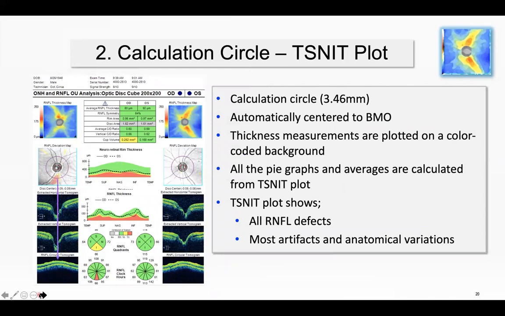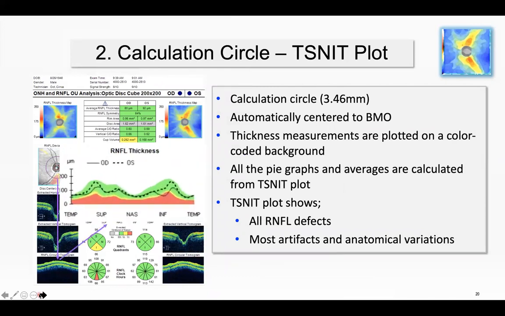The second strategy for Cirrus is to measure and evaluate RNFL thickness data from the 3.46 mm calculation circle, which is automatically centered to the BMO. Thickness measurements are plotted in a statistically color-coded background. You can see all RNFL defects and most artifacts and anatomical variations from this T-SNIT plot.